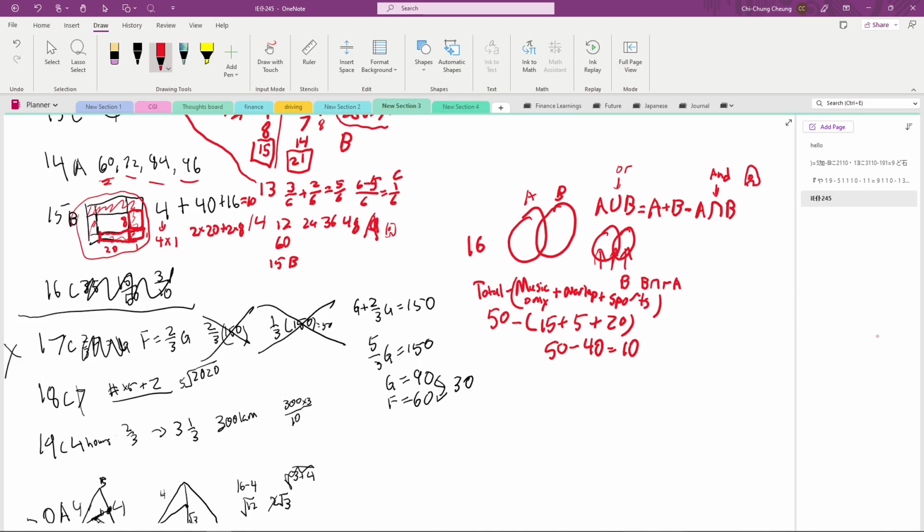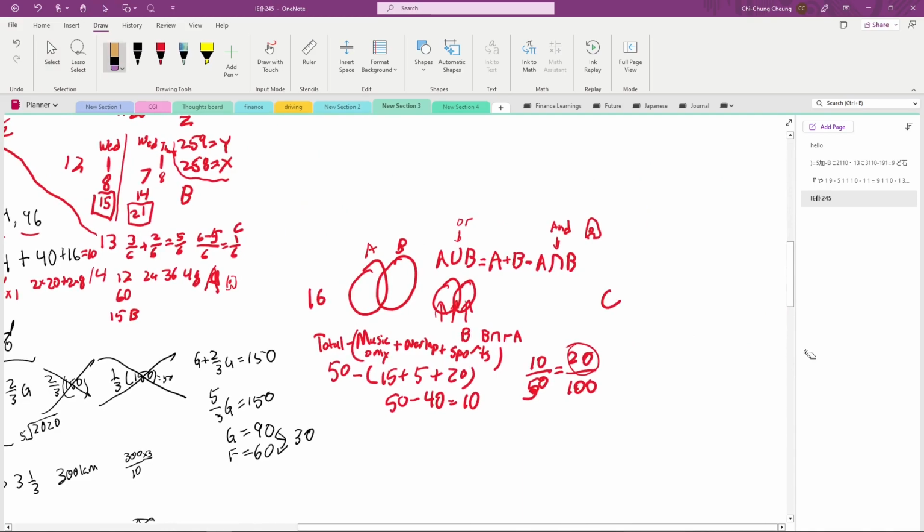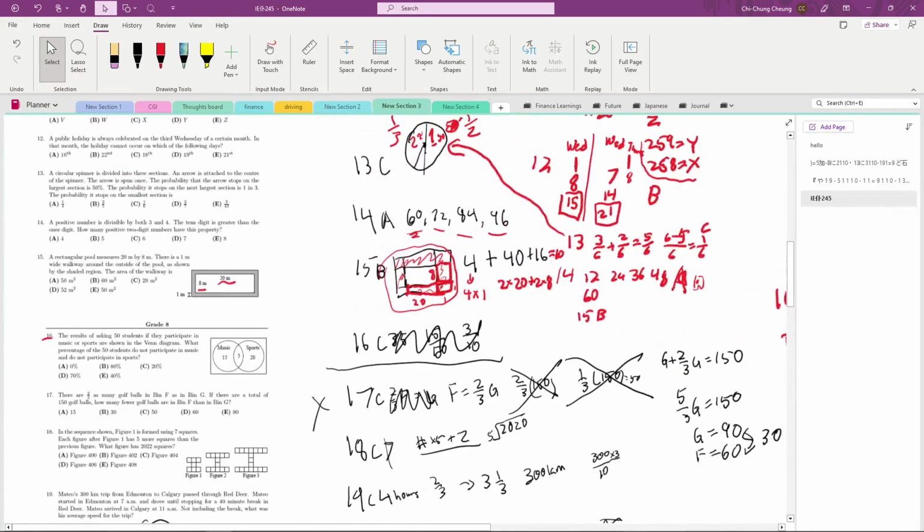And then we're trying to find the percentage. So 10 to 50 is equal to times 2, sorry, it's 5, times 2 on the top and bottom, numerator and denominator. You get, and then the percentage is a fraction of 100, so it's 20%, which is C. Okay, next.